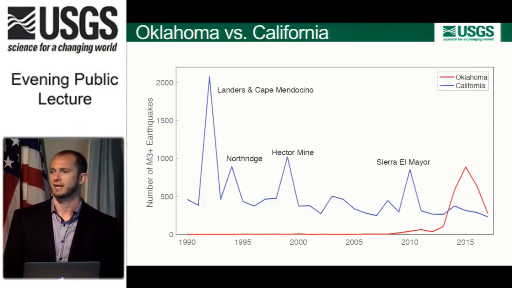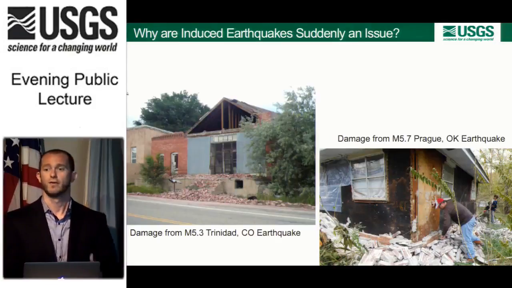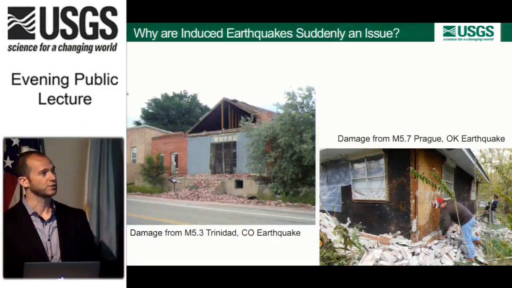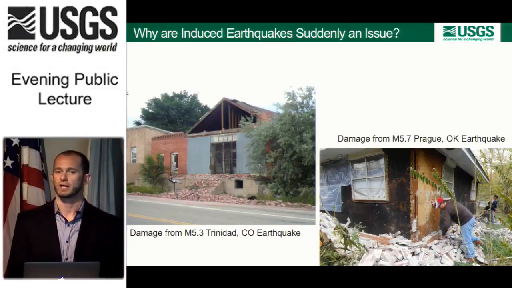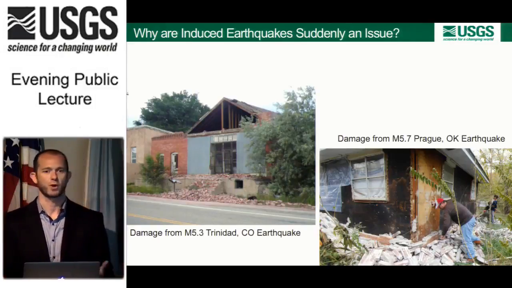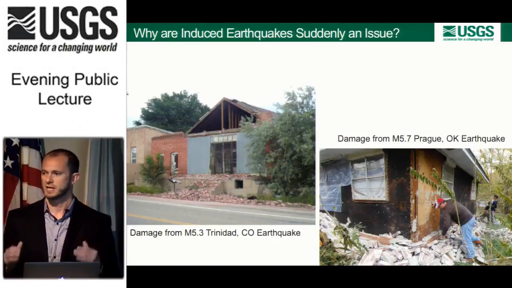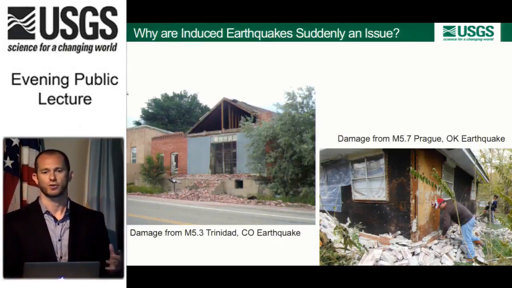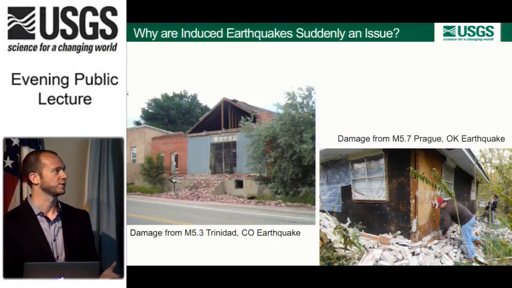Now, I've been talking about magnitude 3s for a while now. It's not just magnitude 3s, and we're starting to see significant damaging earthquakes. And so these are 2 photos from earthquakes in 2011 that happened just a couple of months apart that really brought people's attention to this problem. These were the first really significant damaging earthquakes that we've seen in this surge of seismicity.